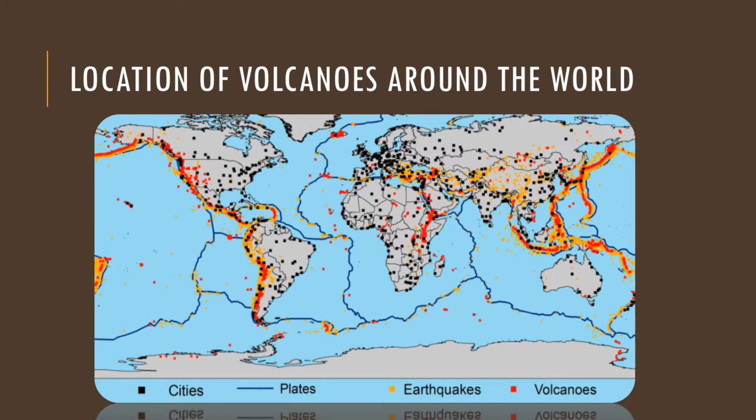It indicates that the black dots are cities, the blue lines are plates, the yellow dots are earthquakes, the red dots are volcanoes. We are going to focus on the blue lines, which are the plates, and our volcanoes. The blue lines are plate margins. Some of you know it as plate boundaries. Plate margins and plate boundaries are the places where tectonic plates meet. If you can see your red dots, actually, your volcanoes, they happen quite close to the plate margins.